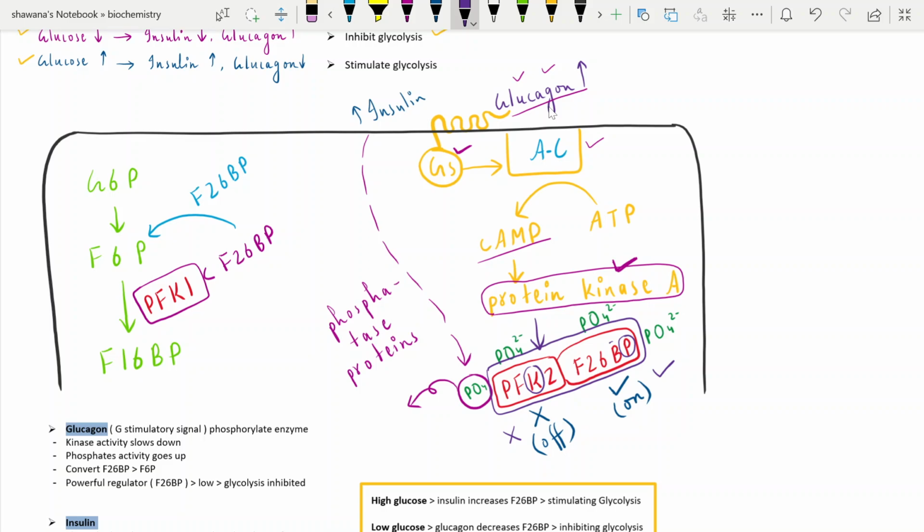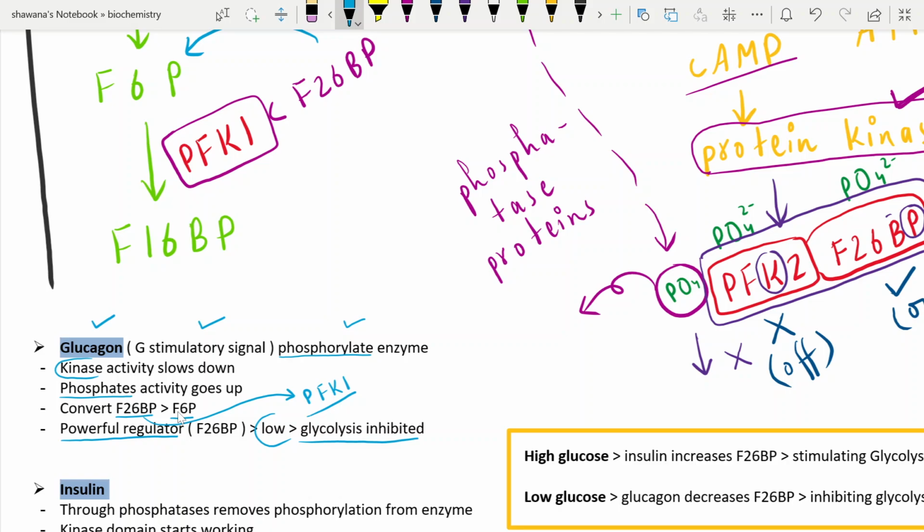Fructose 2,6-bisphosphate was a powerful regulator, right? When its regulation is stopped, it's absent and its level is reduced, glycolysis is inhibited. Because the activity of PFK1, phosphofructokinase 1, was strongly influenced by it. But when this compound is not present, how will PFK1 work? It will not work, and glycolysis will be inhibited automatically.